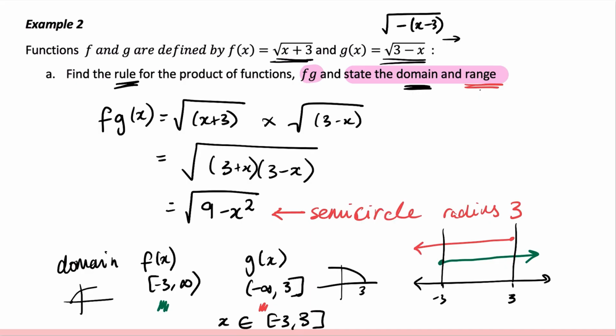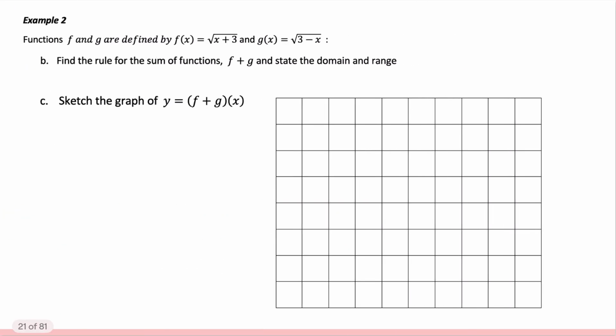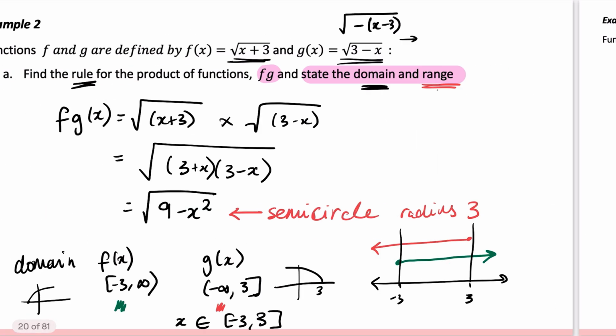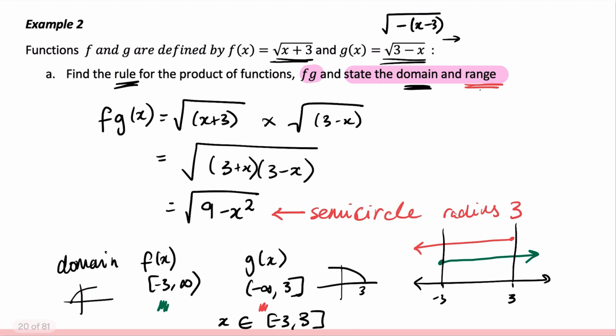Now, in terms of the range, the easiest way is to sketch it, and then we'll be able to come back and determine what the range of the function is going to be. Okay, so part B says find the rule of the sum of the functions, state the domain of range. Oh, actually, sorry, if we go back to this, we're not going to even sketch it. So this one just requires us to go ahead and find the range of it.